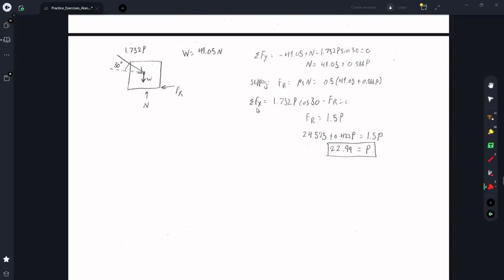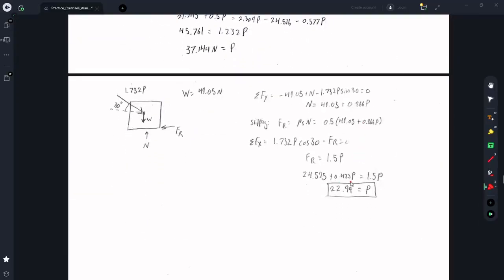Solving for the sum of the forces in the x direction now, we have the friction force, which goes in the negative x direction. We're going to plug that in later after we solve for it. But we have the friction force going in the negative x direction, and then we have this x component of the compressive force, 1.732 cosine 30. So adding those together, we get the friction force is equal to 1.5 P, and then plugging that into here, we can solve for P, which is 22.99.